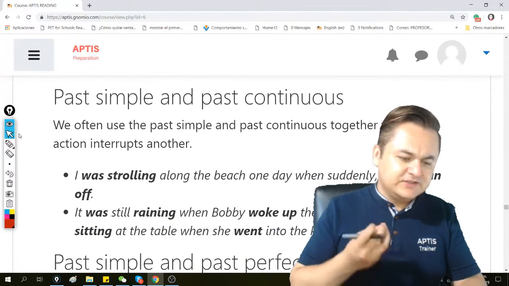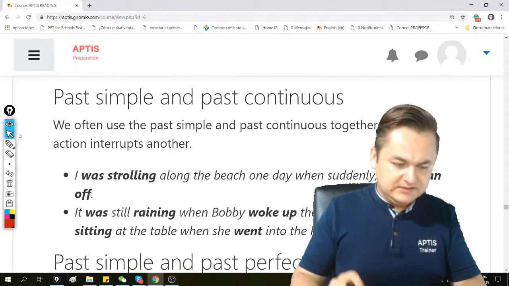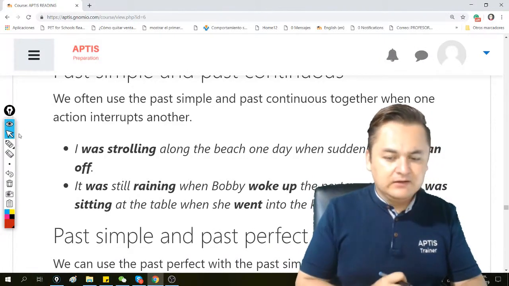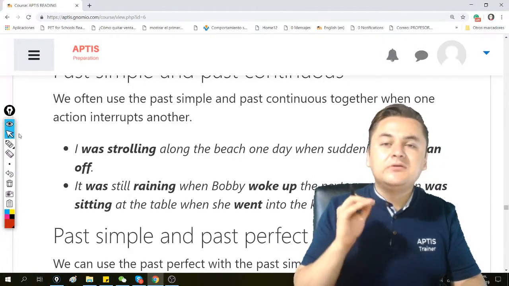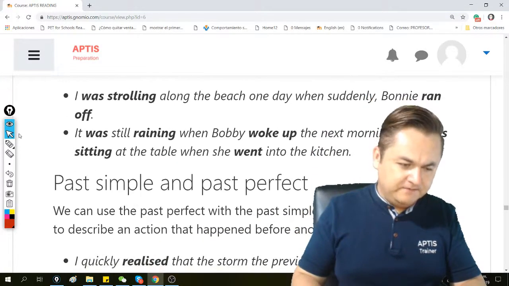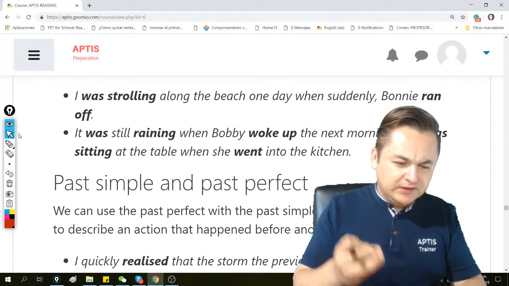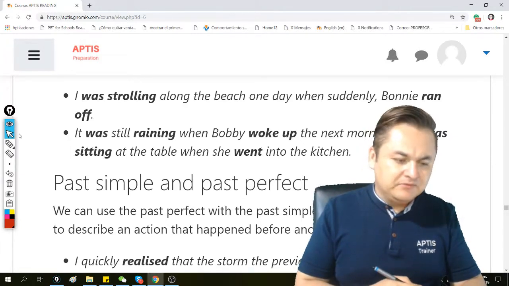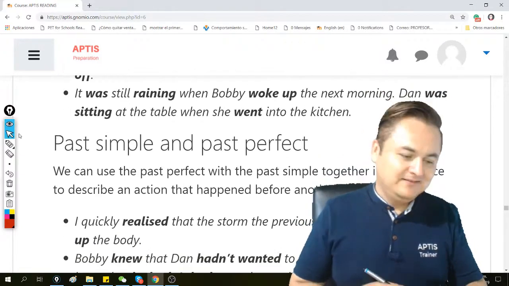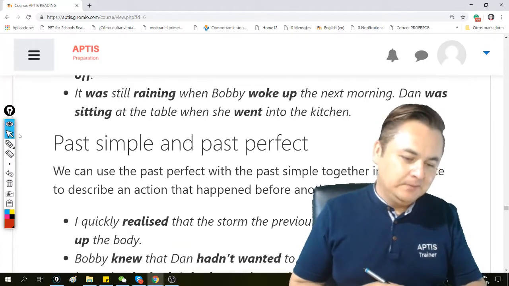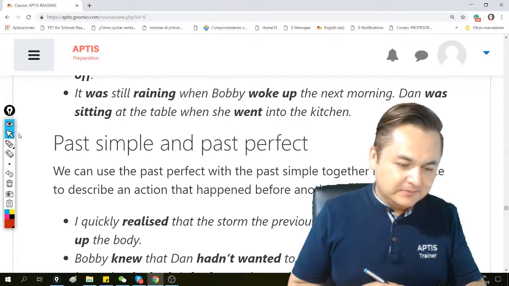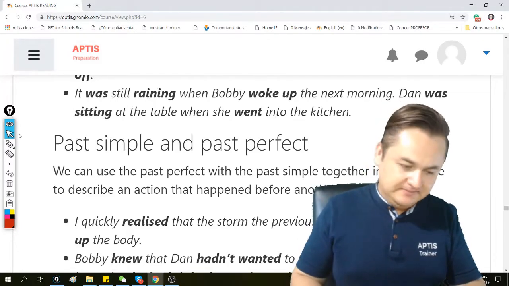Then we have past simple and past continuous. We often use the past simple and past continuous together when one action interrupts the other. For example, I was strolling along the beach one day when suddenly Bunny ran off. It was still raining when Bobby woke up the next morning. Dan was sitting at the table when she went into the kitchen.